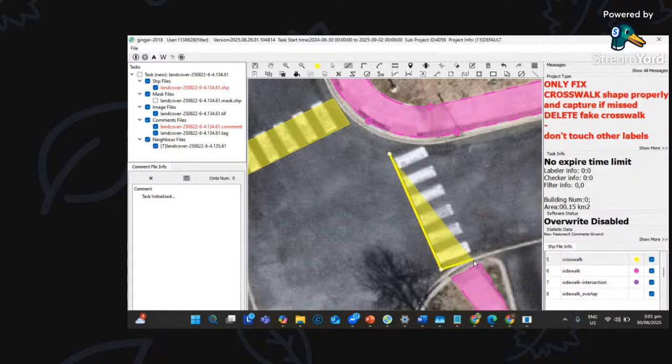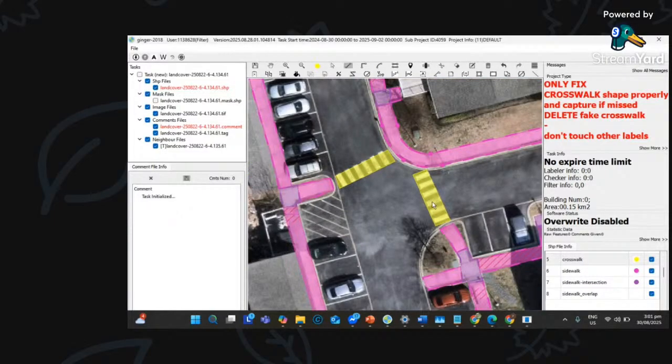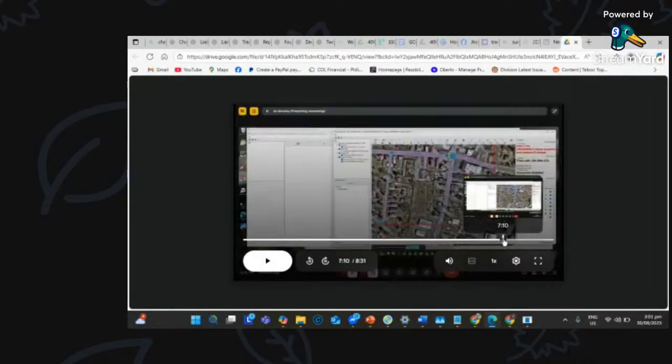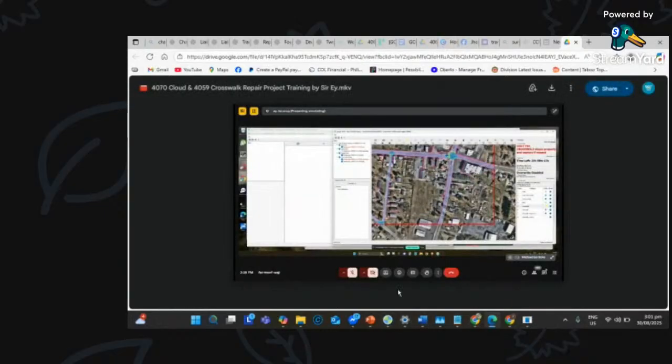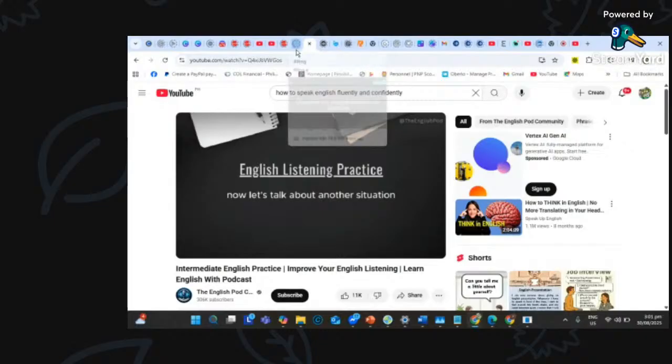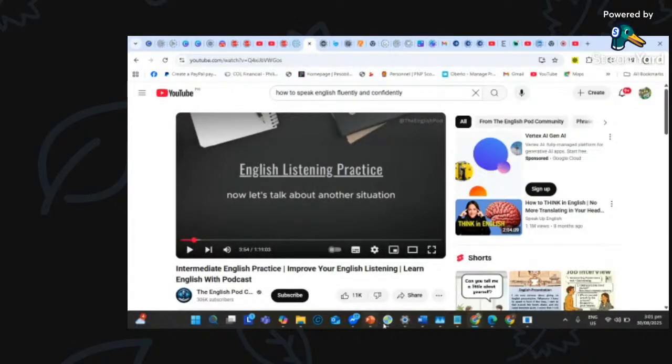Do you know what? You can do the same. In your daily life, start practicing English by talking to your friends, family, or even strangers. The more you speak, the better you'll get. You don't have to worry about making mistakes because that's how you learn. Now, let's talk about another situation.